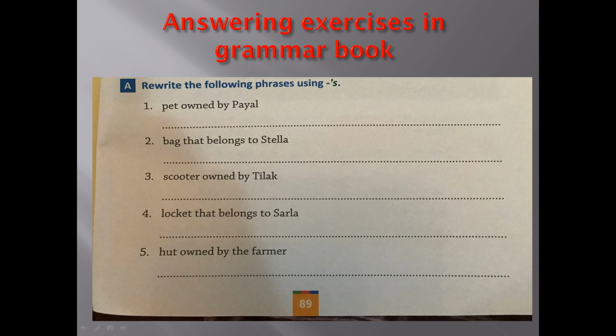Instead of saying pet owned by Payal, I will simply use the apostrophe s. For Payal, I will put Payal at the first. Payal apostrophe s pet. It will be Payal's pet. Payal's pet. In the second example here, kids, let's read together.